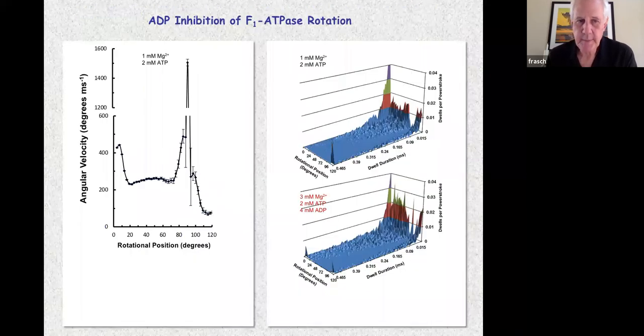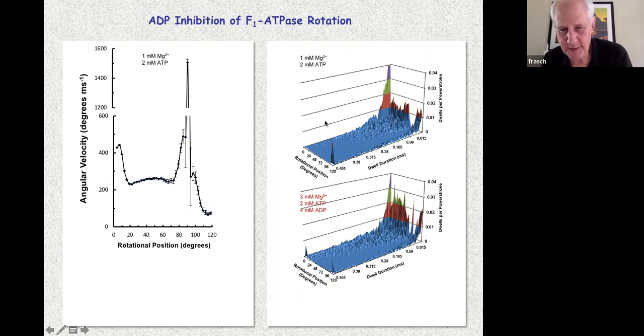So it's also been noted that ADP inhibits the F1 ATPase rotation. So in this experiment, we compared what we were seeing at saturating ATP, and under these conditions, it's still 1 millimolar magnesium ATP, because that's what really binds the substrate. And we compared that, and we looked on a 3D plot, which is difficult to interpret. So I've sort of summarized the results. I'll say that in a minute.